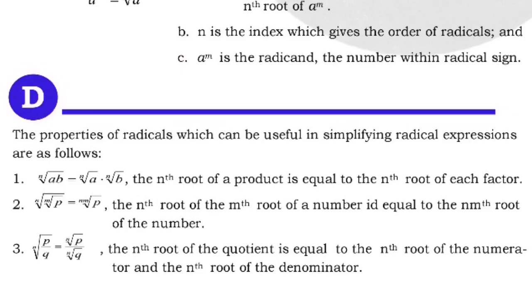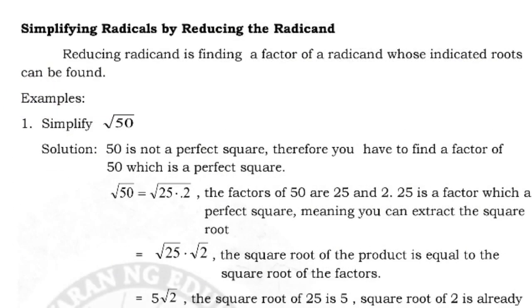Let's have the next one, simplifying radicals by reducing the radicand. Reducing the radicand is finding a factor of a radicand whose indicated roots can be found. This is an application of nth root of a times b is equal to nth root of a times the nth root of b.